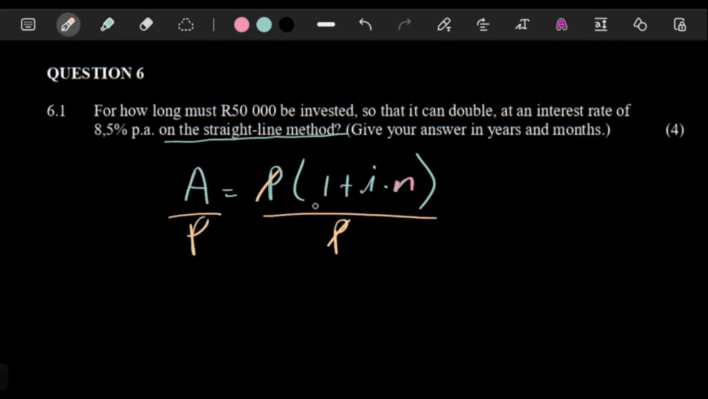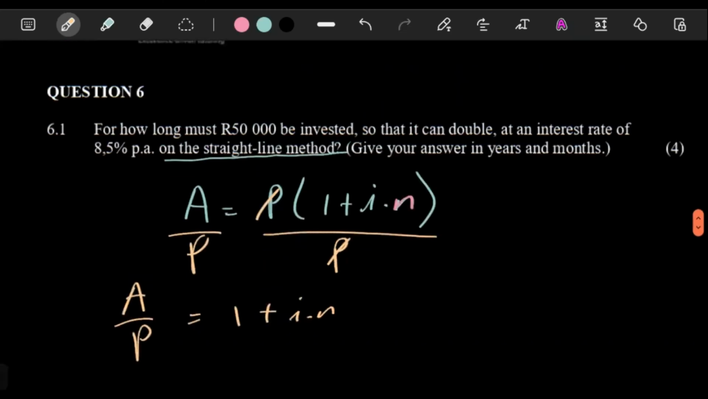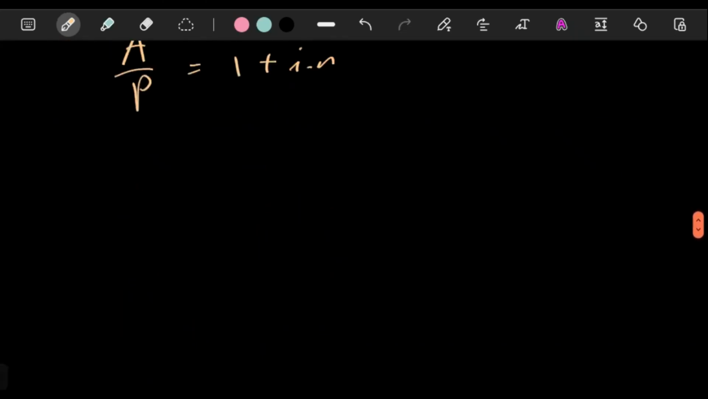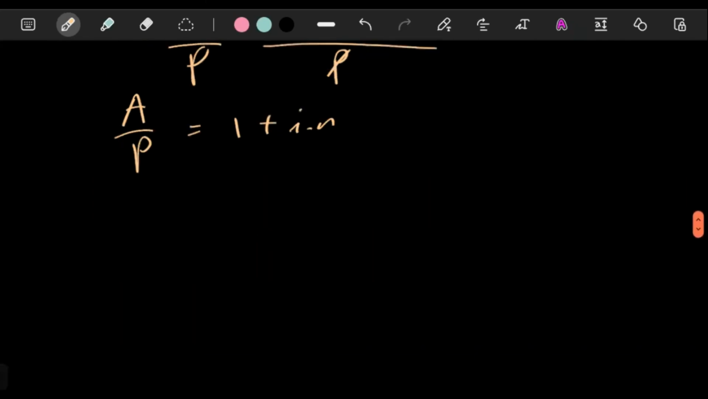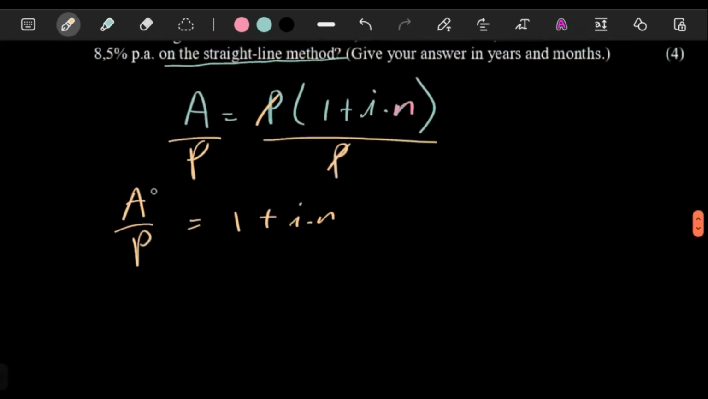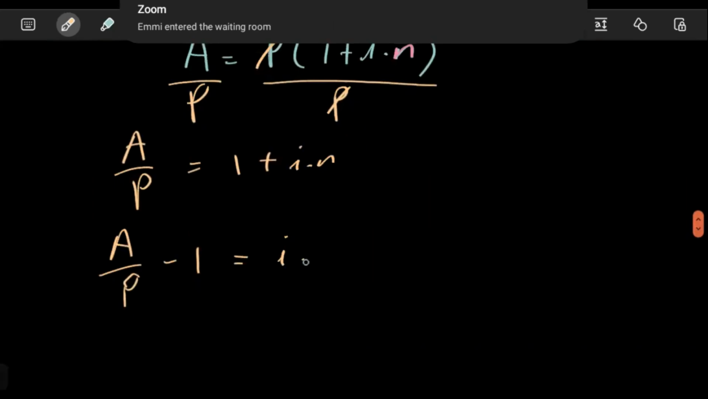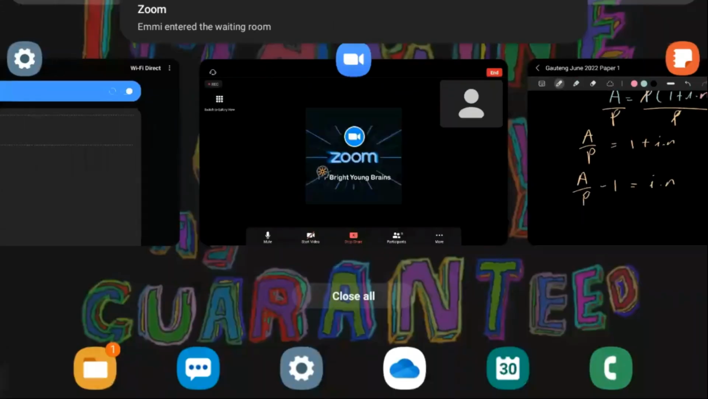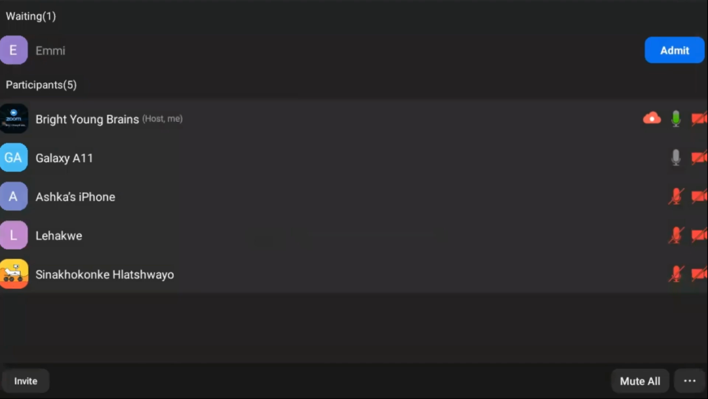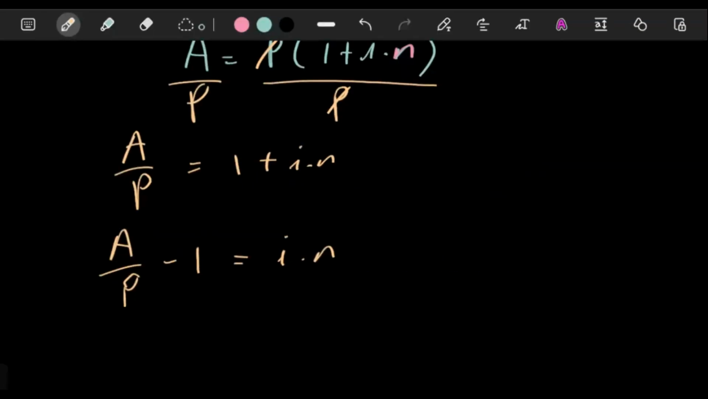The P here would cancel this P. So you have A over P equal to 1 plus i times n. The n and the i, remember, are being multiplied together. With this being said, the 1 can move to the left. You're going to have A over P minus 1, and this whole thing is equal to i times n. Remember, everything on the left is together.